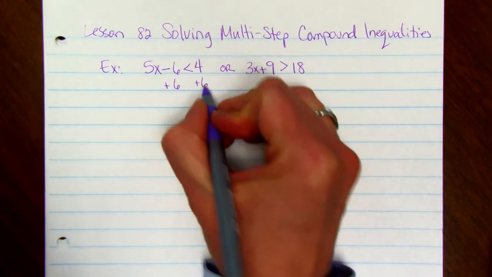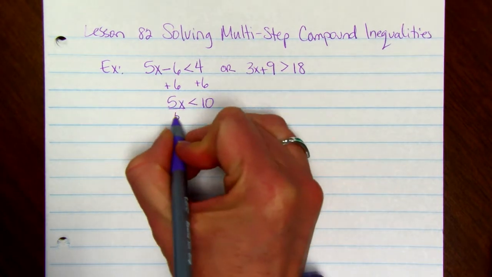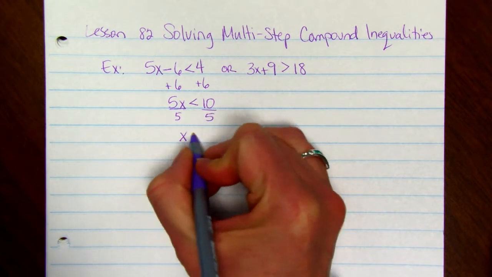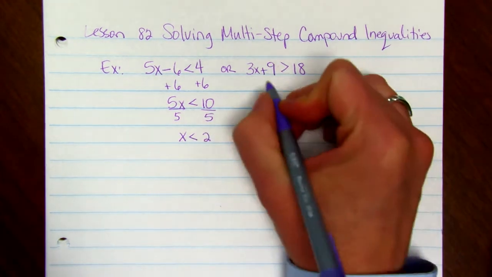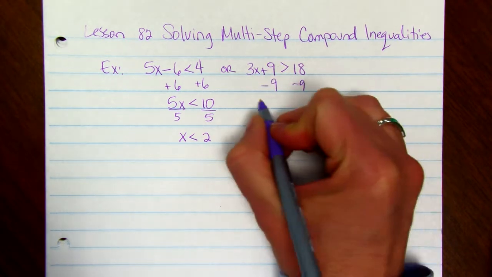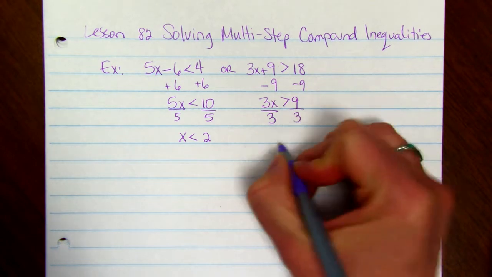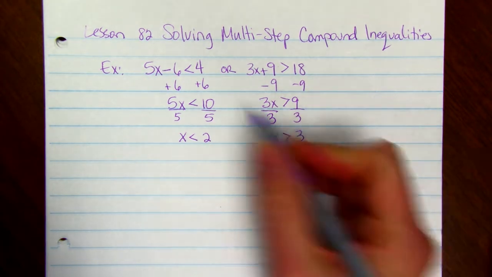So we're going to add 6 to both sides. We have 5x is less than 10. Then we're going to divide by 5, and we get x is less than 2. On this other part, we're going to subtract 9 from both sides and get 3x is greater than 9. Divide by 3, and you get x is greater than 3.